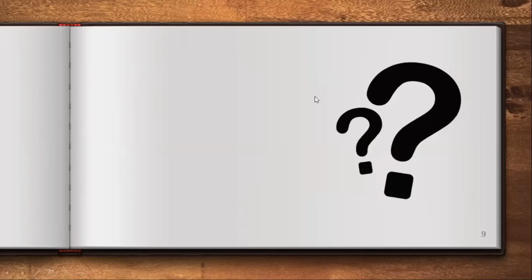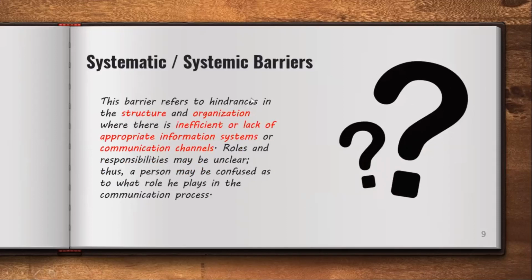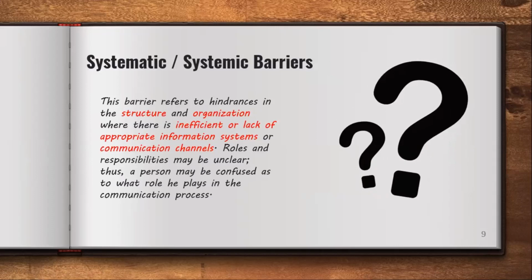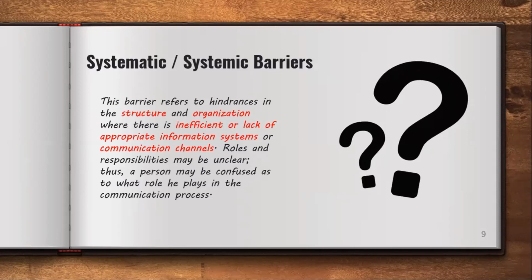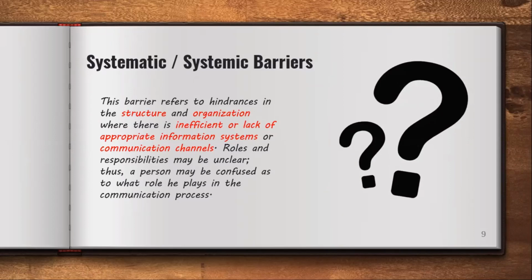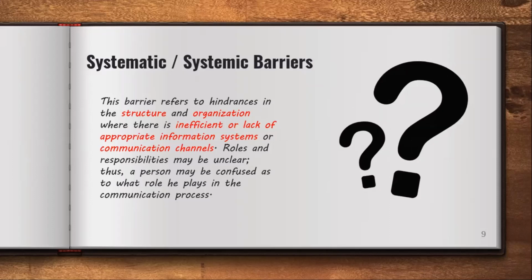Next barrier is systematic or systemic barriers. What is this type of barrier? This barrier refers to hindrances in the structure and organization of an organization where there is inefficient or lack of appropriate information systems or communication channels. That is the systematic or systemic barrier. For example, your teacher gave you an activity and your teacher forgot to include when and where you are going to pass the activity. So that's a systematic or systemic barrier, if the information you have received is incomplete, inefficient, or lacking appropriate information, okay?